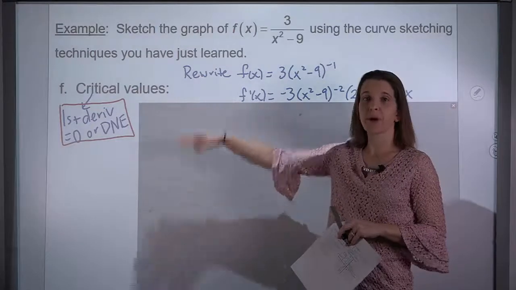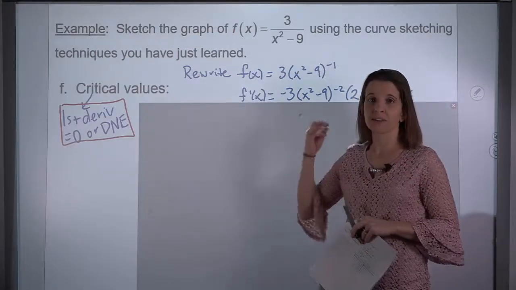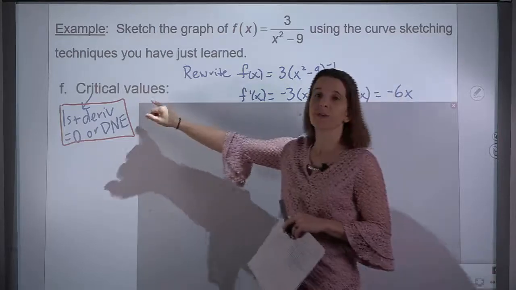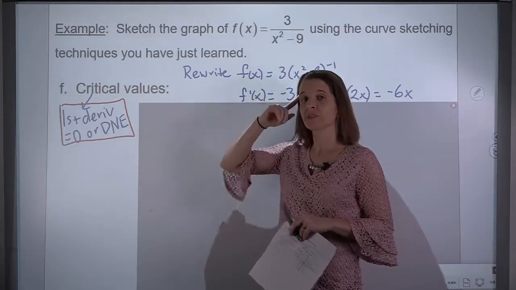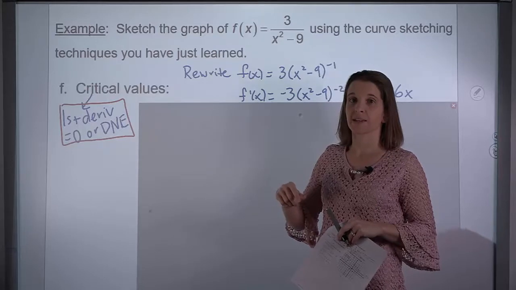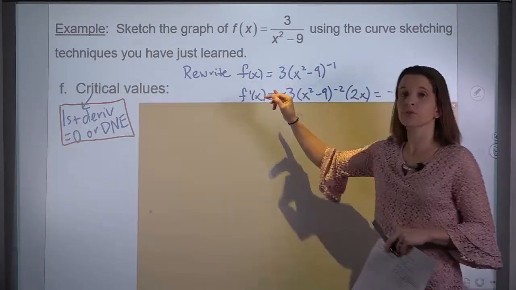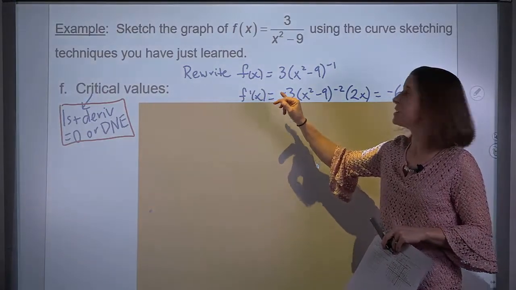Then we get to the same prompts we're used to seeing. Again, I want these to be cues going off in your head when you read the next part. So when you read critical values, you should think first derivative equals 0 or does not exist. Well, that means I better find a first derivative. So you could use the quotient rule if you'd like. It's not necessary, but you could.